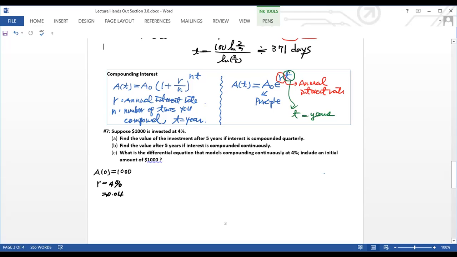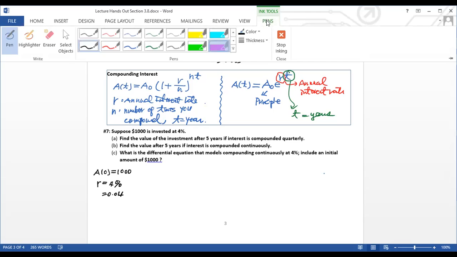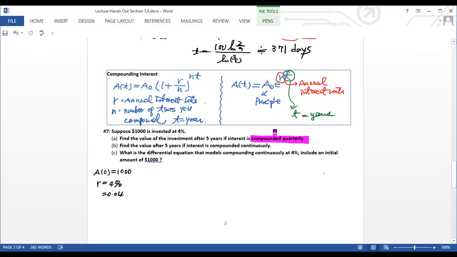Okay, so I want to find the value of the investment after 5 years. You need to read this as interest compounding quarterly. All right, so now let's try to use the formulas here. So this is the A, how much money you have if you withdraw.